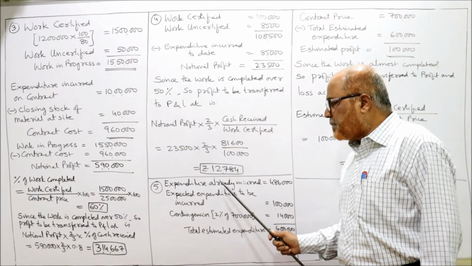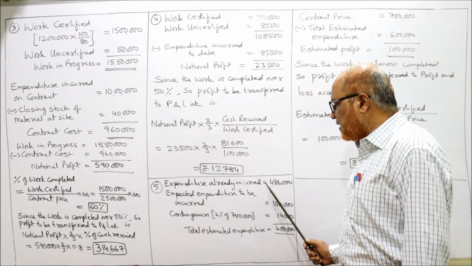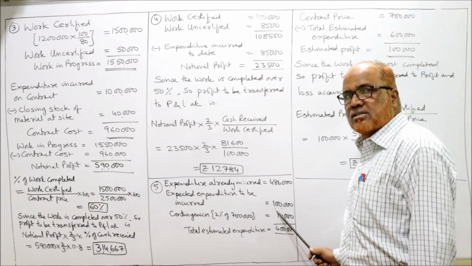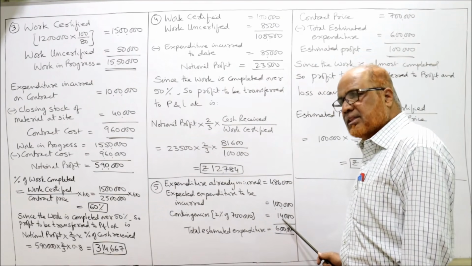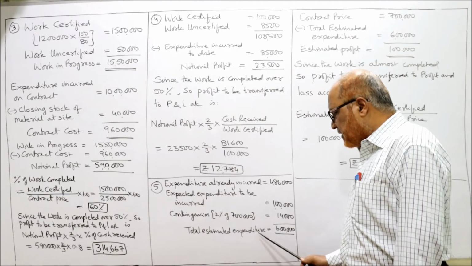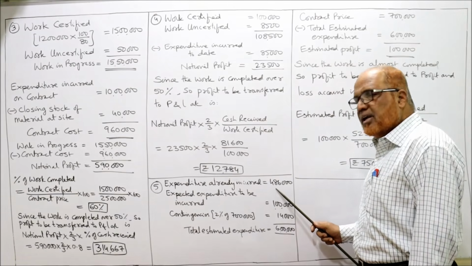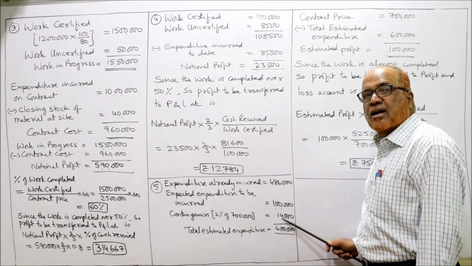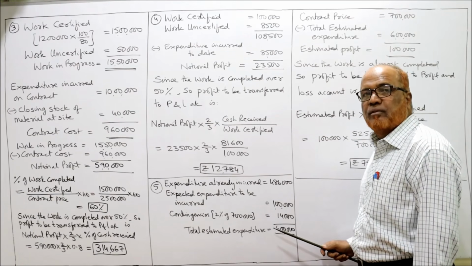See here. Expenditure already incurred is 4,86,000. Expenditure to be incurred is 1 lakh, still 1 lakh rupees more. And contingency 2% of 7 lakh is 14,000. So total estimated expenditure is 6 lakh rupees. Add up the three: the expenditure already incurred, this is to be incurred, and this is the contingency. The total expenditure comes to 6 lakh rupees.